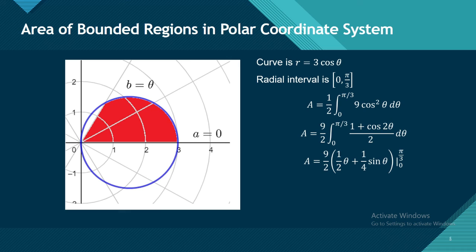If we evaluate this from 0 to pi over 3, the area of this region is equal to 3 pi over 4 plus 9 times square root of 3 over 16 square units.